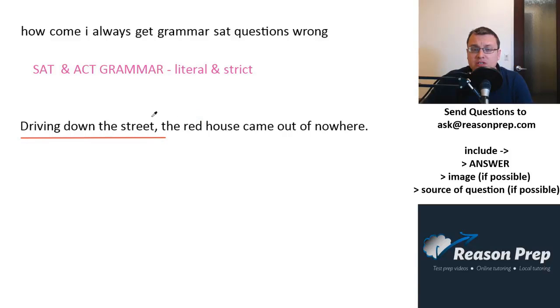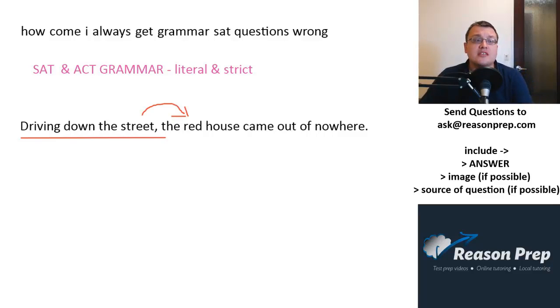The way the structure of the sentence is actually reading, if you read this literally, which you should on the SAT or ACT, is that the red house is driving down the street. That doesn't make any sense. Someone we don't know, this is actually a dangling modifier, not that it matters. We'll just call it a misplaced modifier. We don't know who is driving down the street.